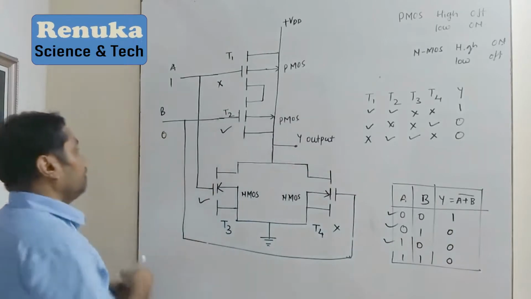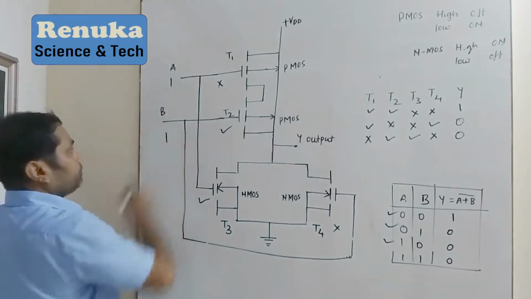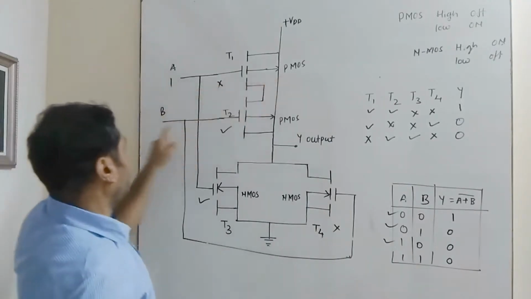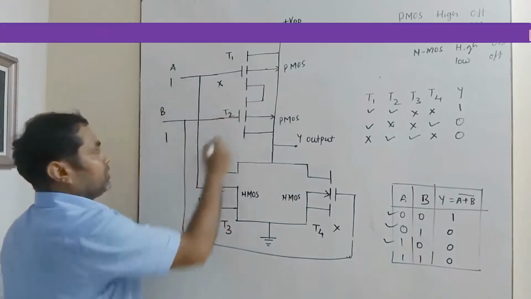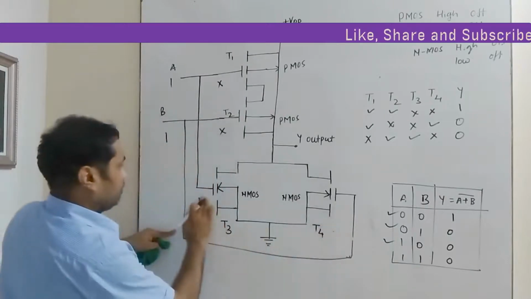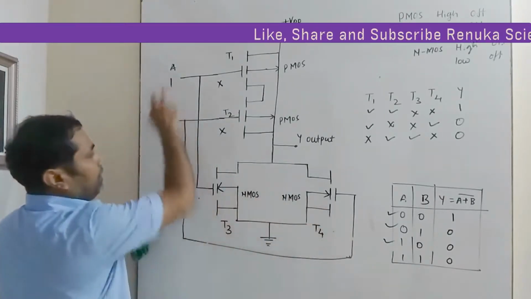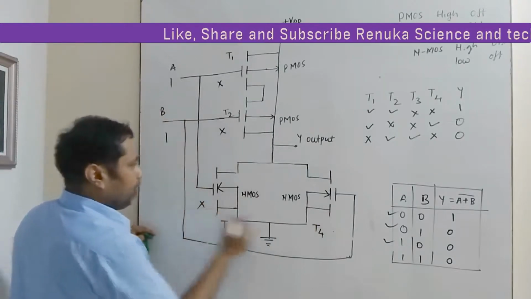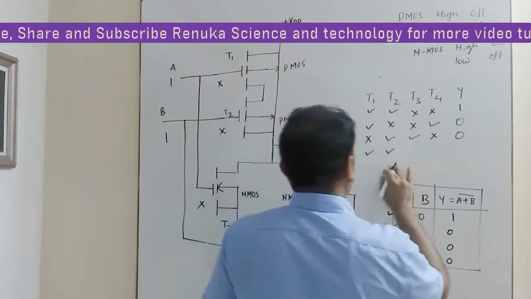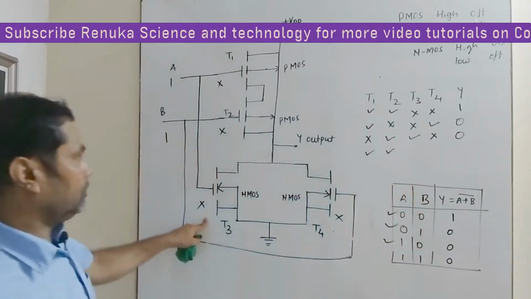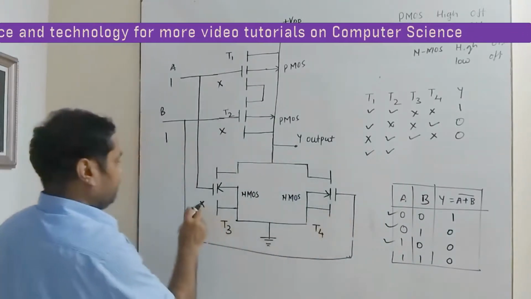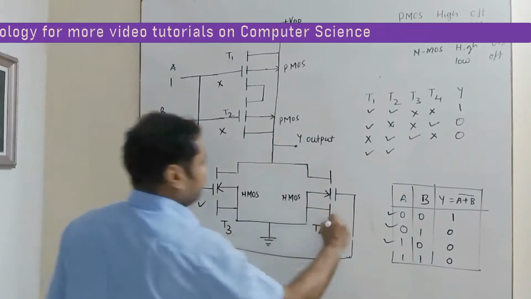So the third condition is also satisfied for the NOR gate. Now the last condition. Both the inputs are connected to logic high. Logic high at the gates of the PMOSes means they will be off. Logic 1 at both the gates of the NMOSes means they are connected to logic high, so both will be on. Sorry, T4 and T3 will be on.